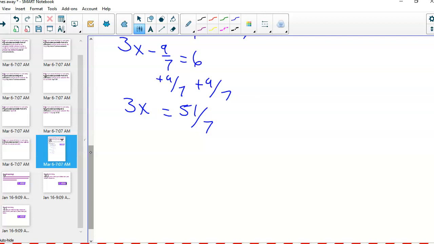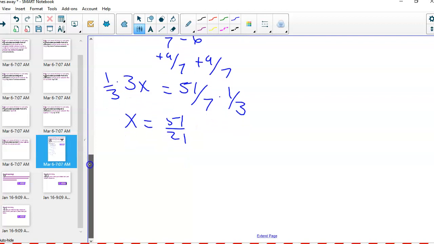We could divide it by 3, but because we already have a fraction, I could also multiply by 1/3. It'd be the same thing. So I'd have 51/21. Does that simplify? Yes, by 3. So 17/7. So our ordered pair would be 17/7 and negative 9/7.